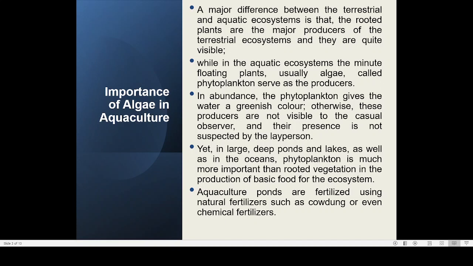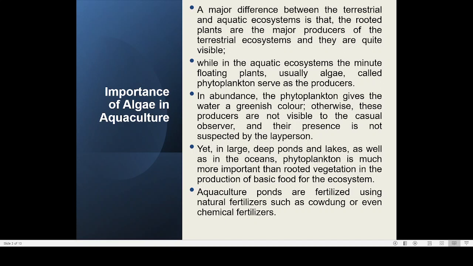So in an aquatic ecosystem, algae is the principal food producer. In the absence of algae, no food will be produced in an aquatic ecosystem. So that is one of the important points regarding the importance of algae.